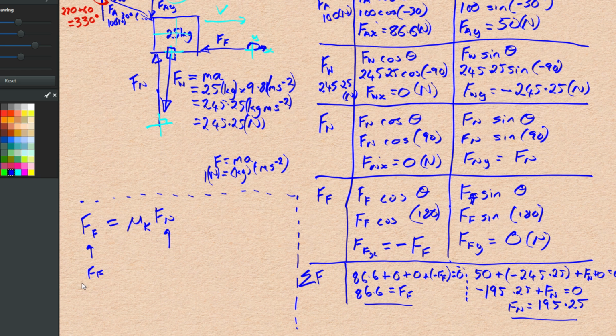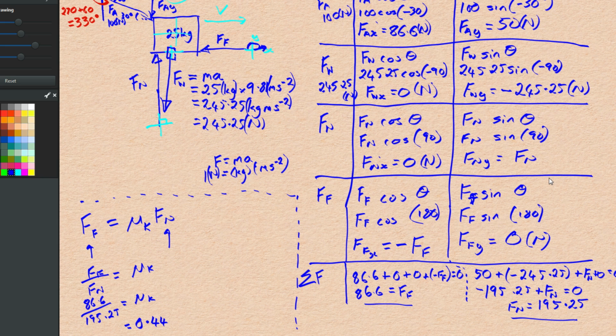We get Ff over Fn is equal to mu. Okay, fill in our values, which is 86.6 over 195.25, and that is equal to mu k, and this as a number is 86.6 divided by 195.25, which is equal to about 0.44. That looks about right.